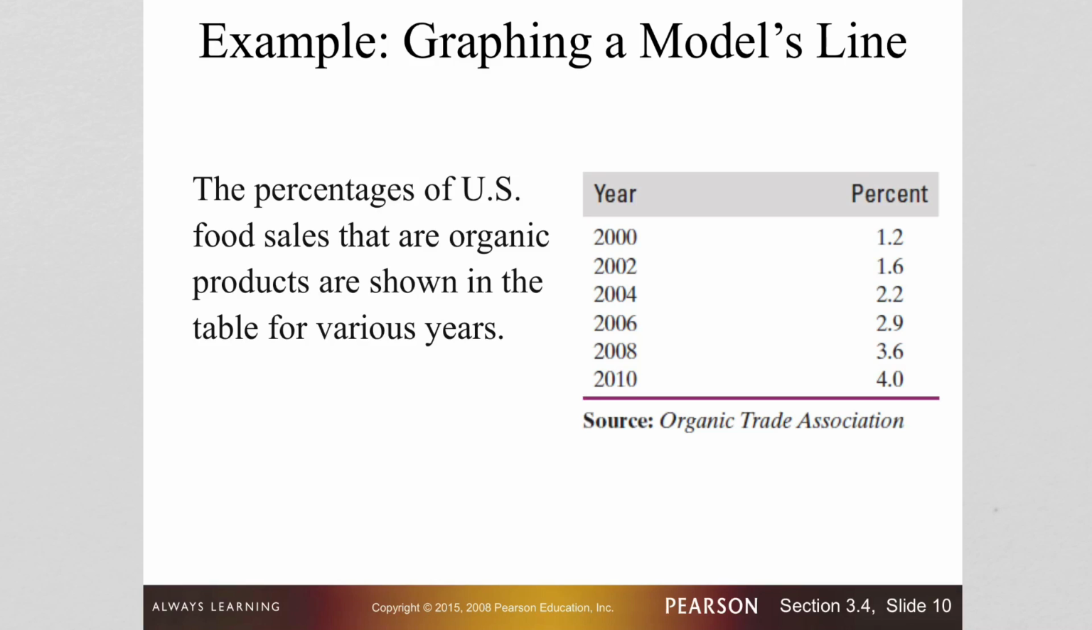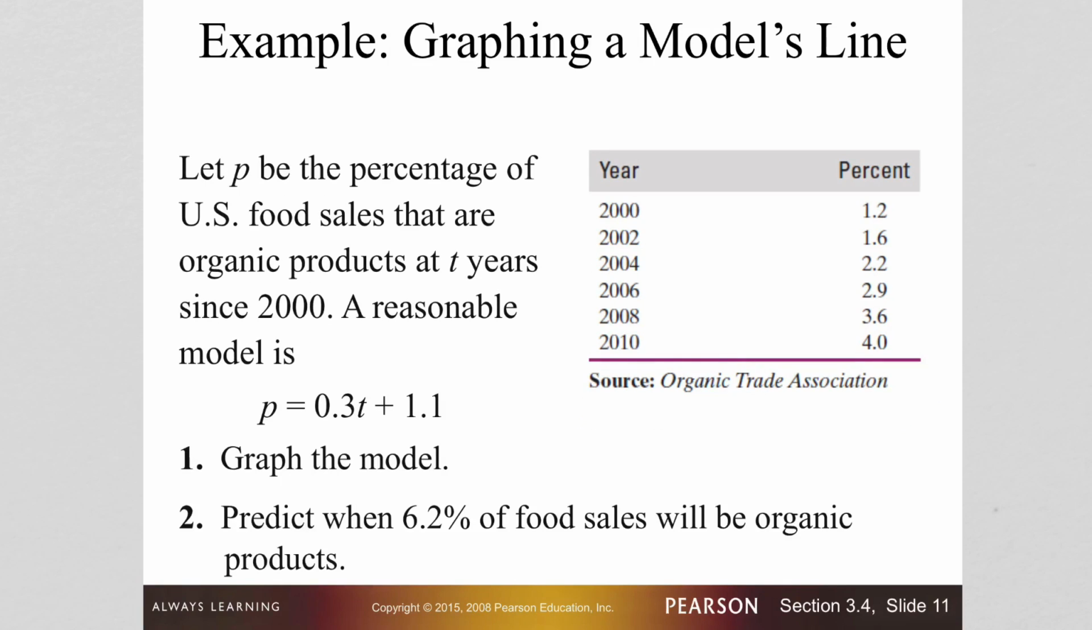Okay, so the percentages of U.S. food sales that are organic products are shown in the table for various years. Let P be the percentage of U.S. food sales that are organic products at T years. So T and P. It says T years since 2000, so 2000 would be year 0. 2002 is 2. Here's 4. Here's 6. Here's 8. Here's 10.